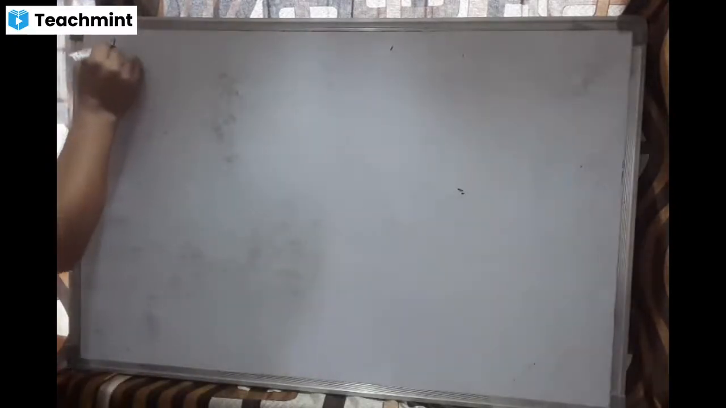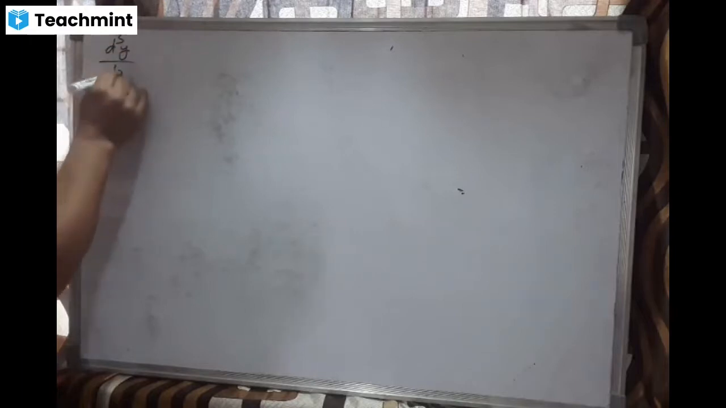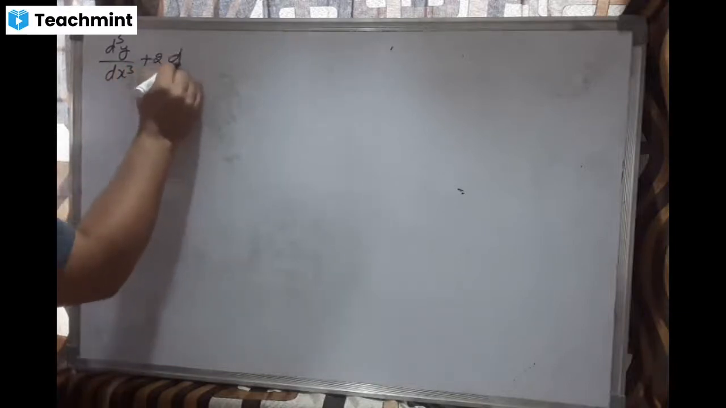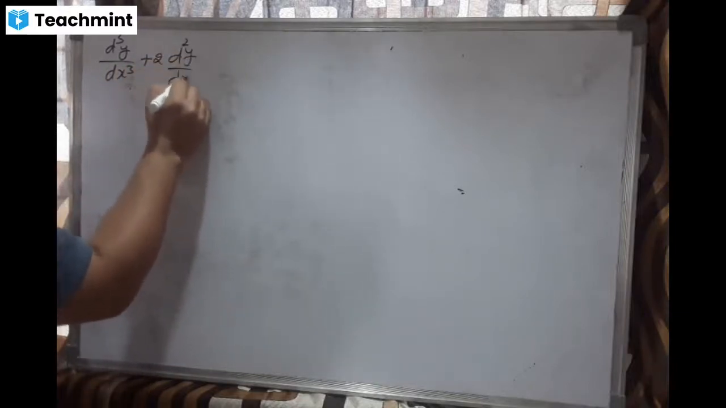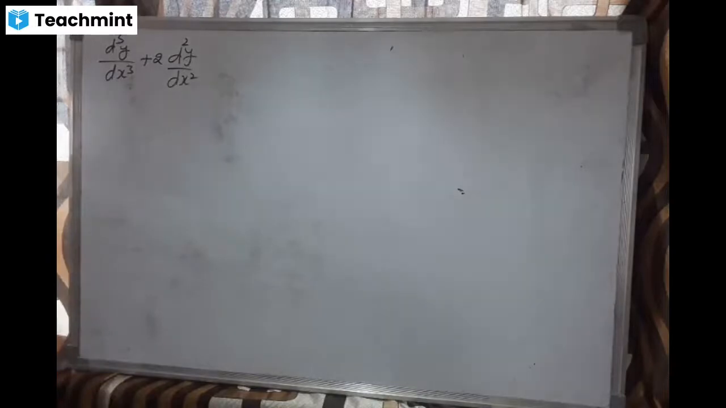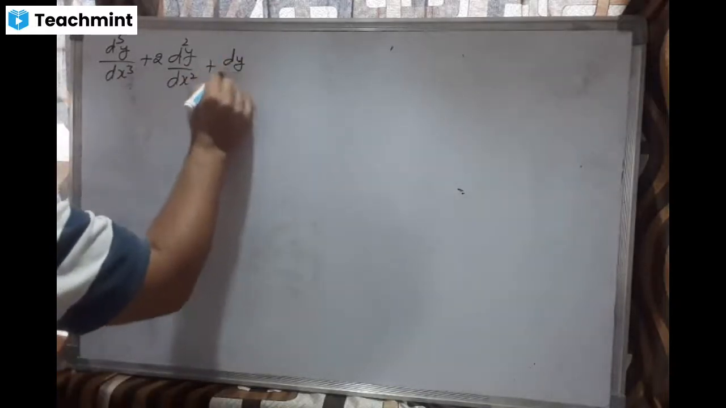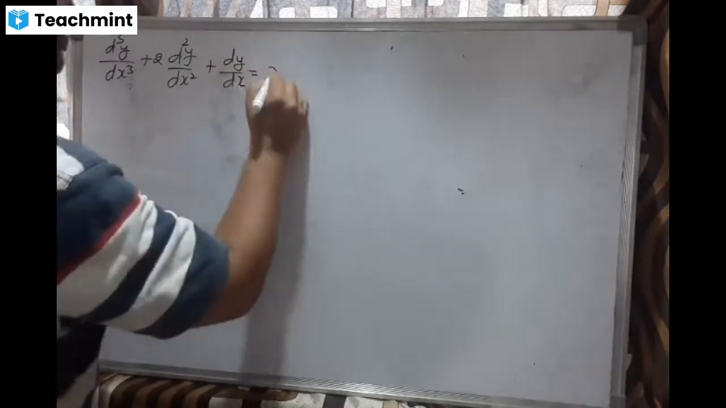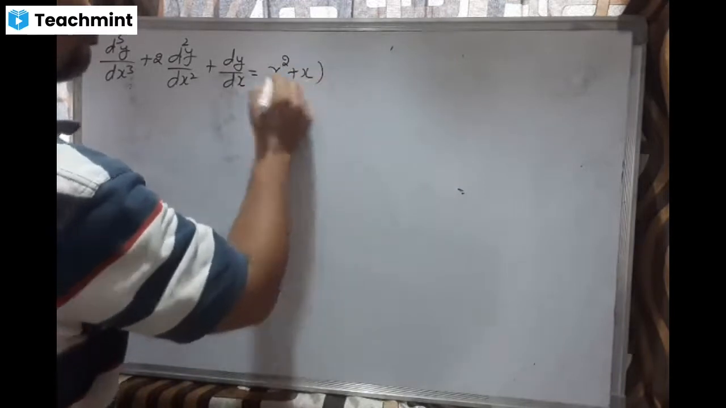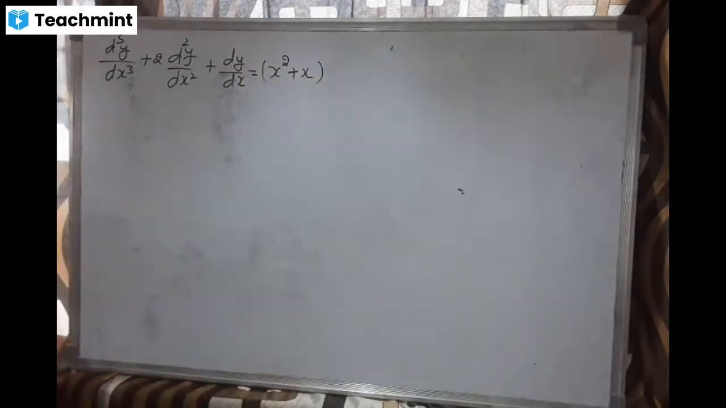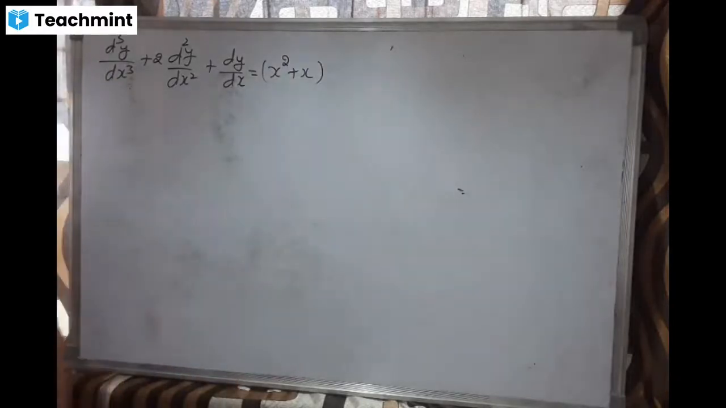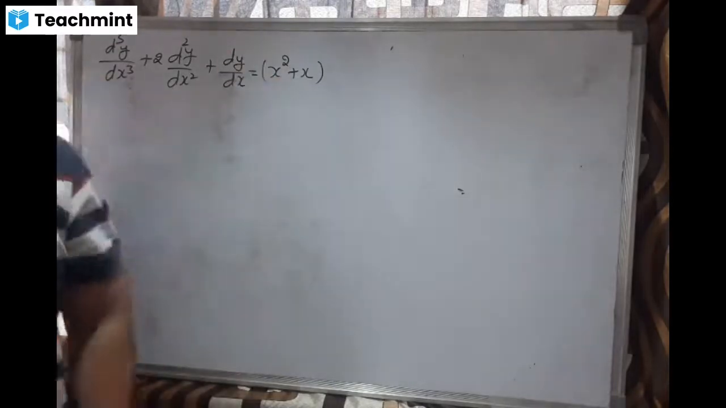Solve d cube y by dx cube plus 2 times d square y by dx square plus dy by dx is equal to x square plus x. So this is the problem that we have to solve now. I think we have not solved this type of problem, x square plus x, right?